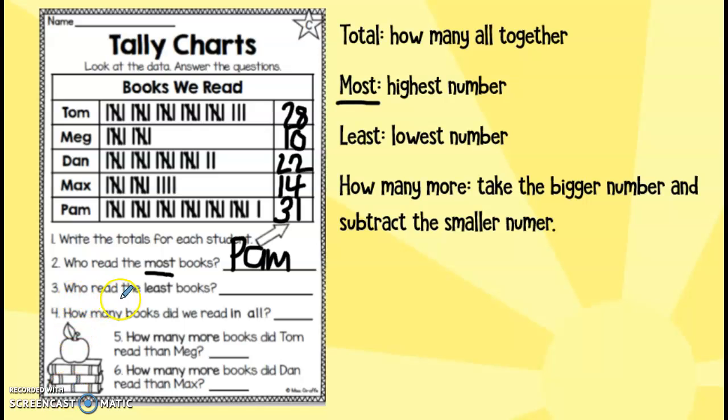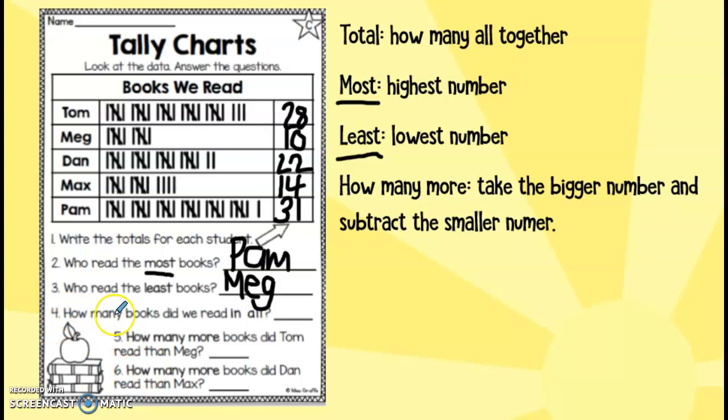Then next it says, who read the least books? Over here I have the word least. Least is the lowest number or the smallest number. So we have 28, 10, 22, 14, and 31. We said 31 was the highest number. Now which one is the lowest number? 10. If you said 10, you were right. Let's look across, and that would be Meg. So Meg read the least amount of books. So I would write Meg on the line.